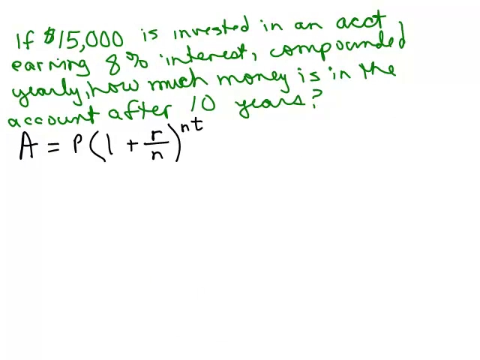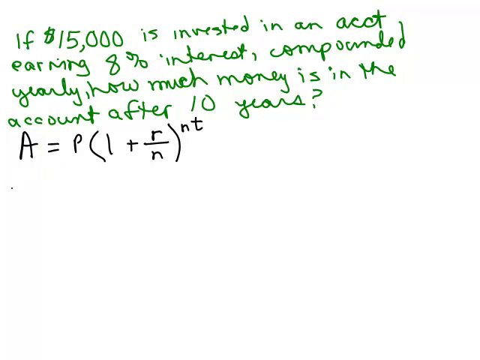All right, now let's do this next problem. We're going to compound it yearly. So here is our formula. A equals P times (1 plus R over N) to the NT. And we have to remember what each of these letters stands for.